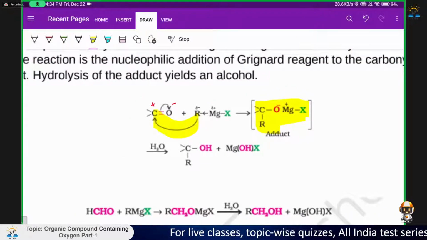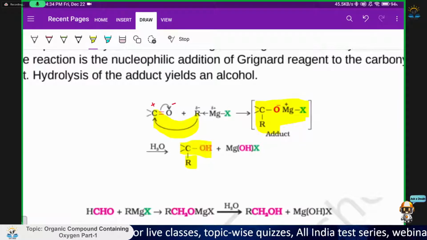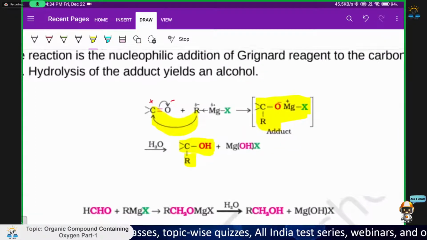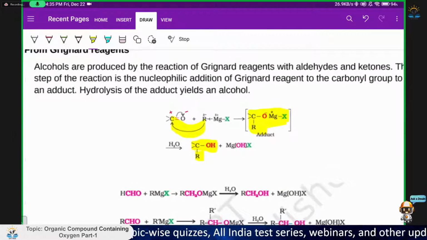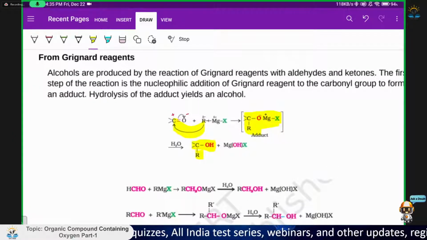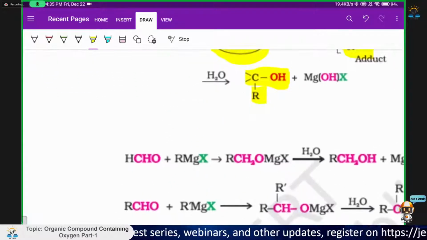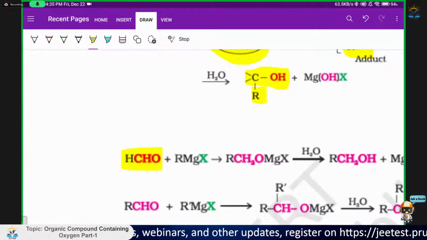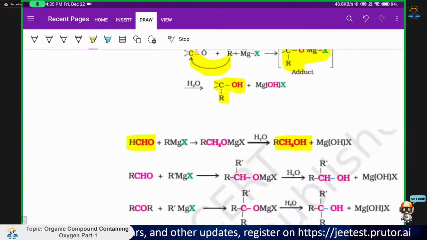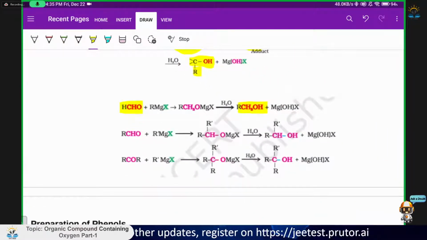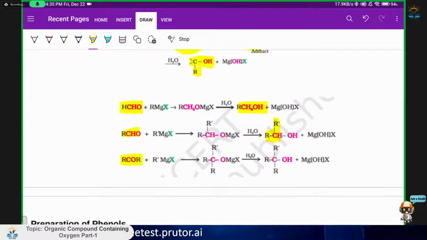And when we hydrolyze this adduct, we get alcohol. The point to be noted is we get a primary alcohol only when we take the carbonyl compound as formaldehyde. Only then we get a primary alcohol. In all other cases, it will be a secondary or tertiary alcohol. See here we have a secondary alcohol, and here for a ketone we have a tertiary alcohol.